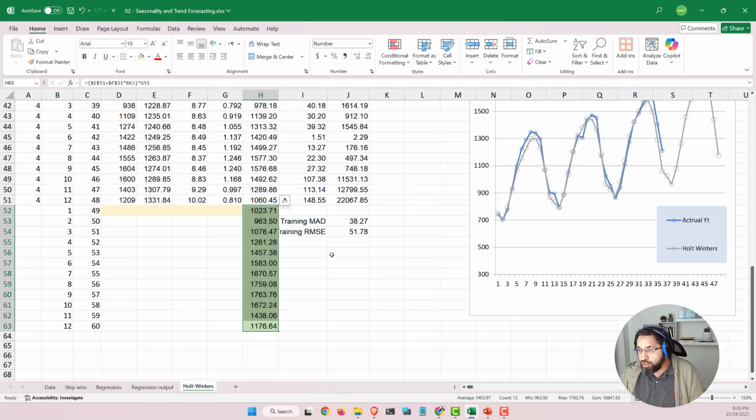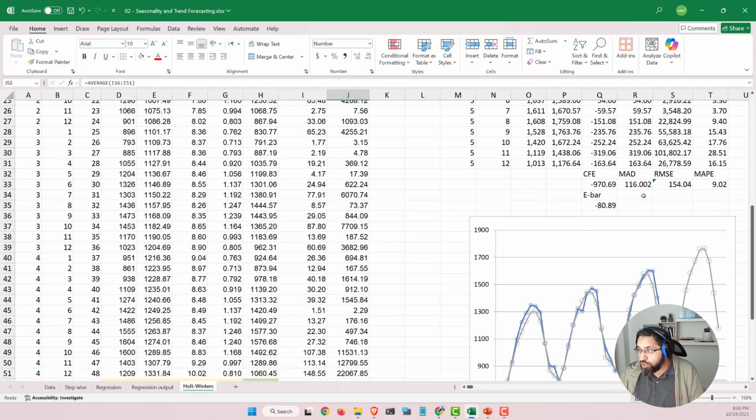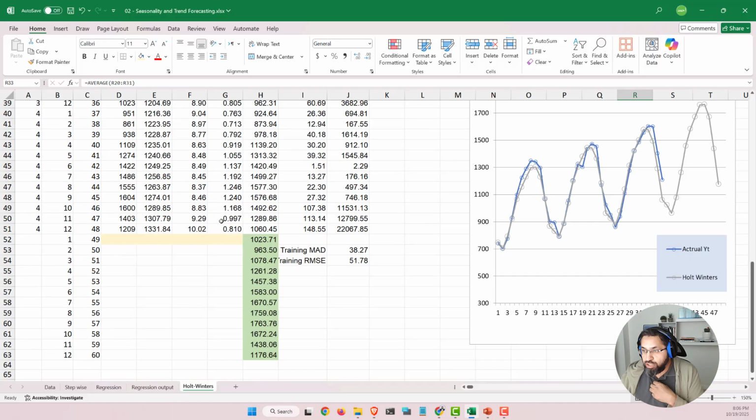So for the one-period forecast, my MAD was this, 38, but for a 12-month ahead forecast, my MAD goes up to 116. So you can see the longer you forecast outside your data set, the more error your forecast is going to have, which is what shows up in Holt-Winters.